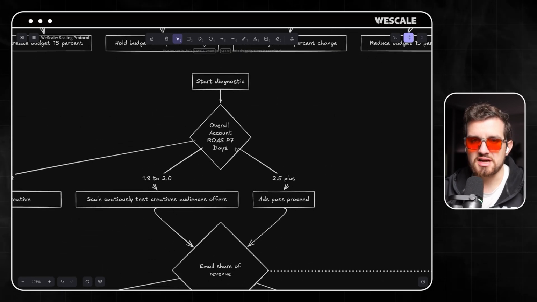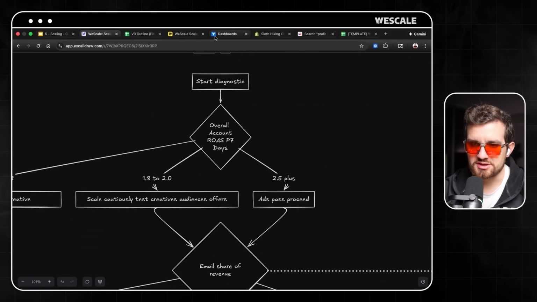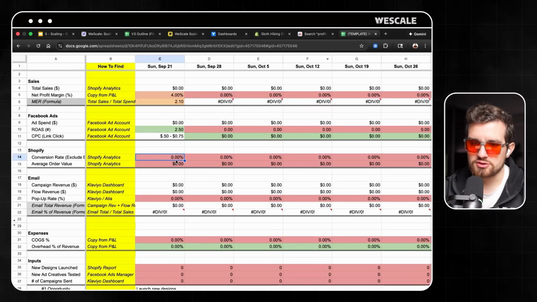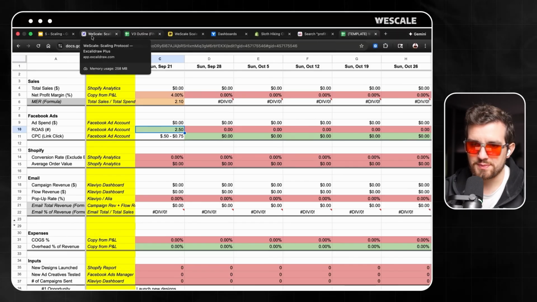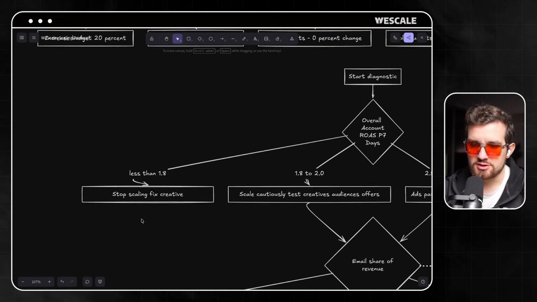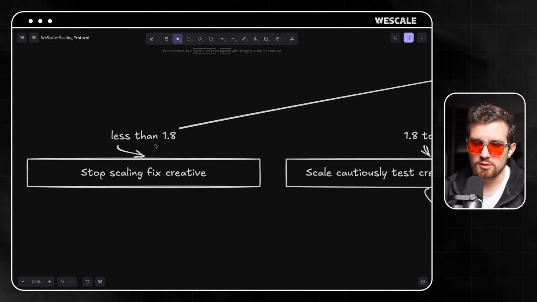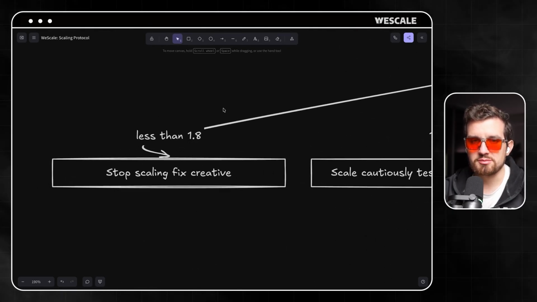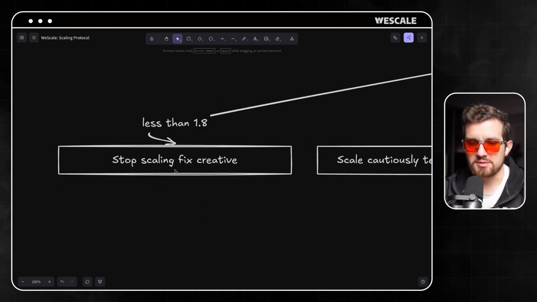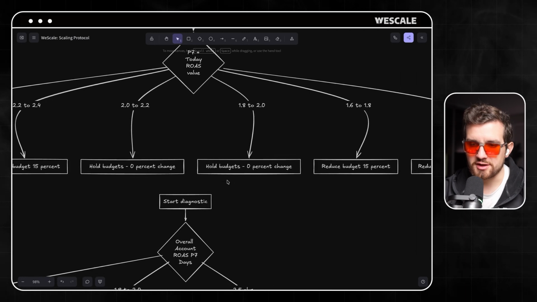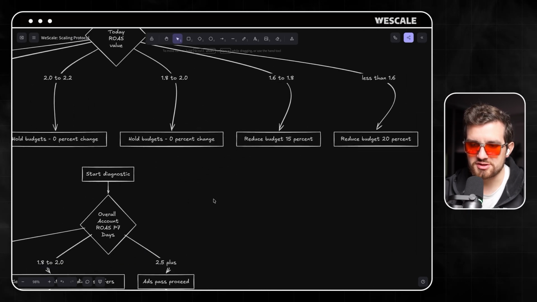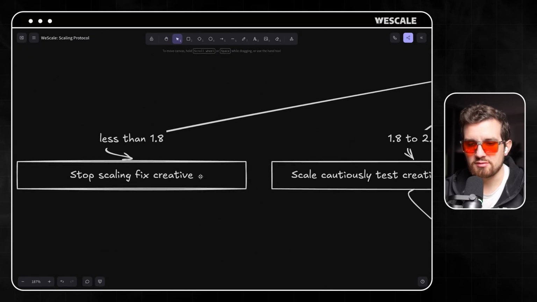Now we want to diagnose how the account is performing overall, which ties into the scorecard we just did. This is what's our overall ROAS in the account. So if we are starting at the low end at less than a 1.8, then we want to stop bumping budgets and we want to launch more ad creatives to bring that down. We don't want to keep ramping up spend on something that's not profitable. So if you are at less than a 1.8 overall, you're probably going to be cutting some things or decreasing budgets, but you definitely do not want to be ramping things up.